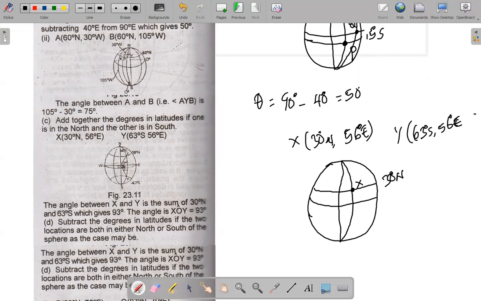Then point y, on the other hand, is on 63 degrees south. 63 degrees south will be below the equator. 63 degrees south, but longitude 56 degrees east. So the same longitude, 56.